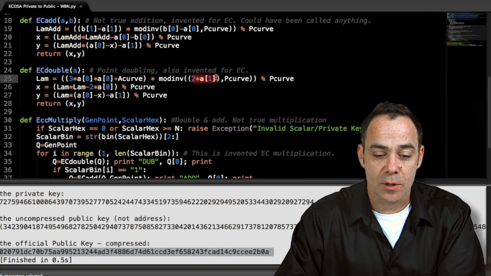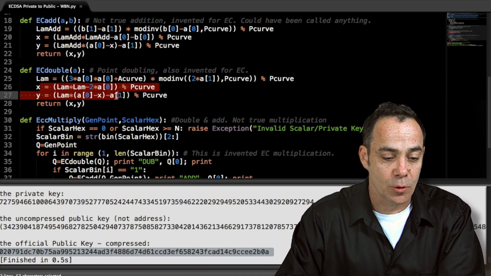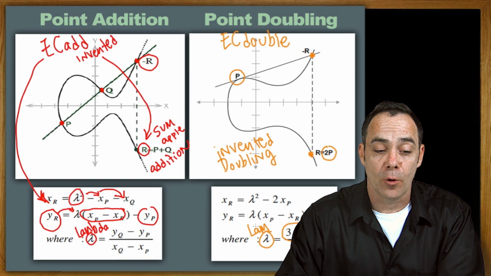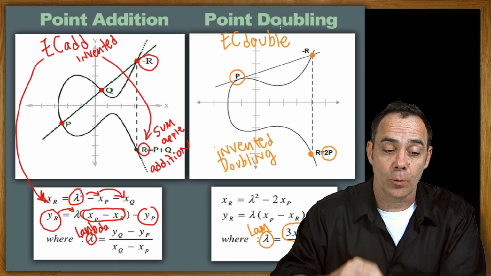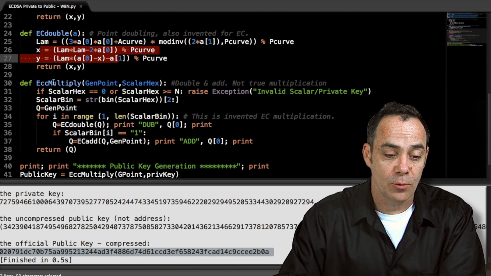And this is times 2a modded by the p curve, and then the whole thing modded by the p curve. And then you get your x and you get your y according to those very same formulas. So now that you have addition and doubling, which we talked about in the previous video, you can do the real stuff. You can do multiplication.